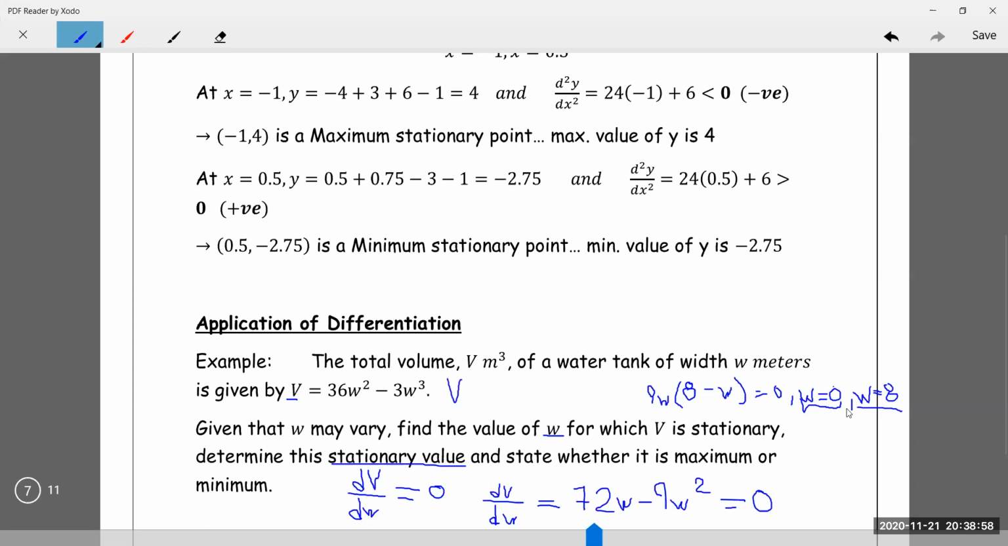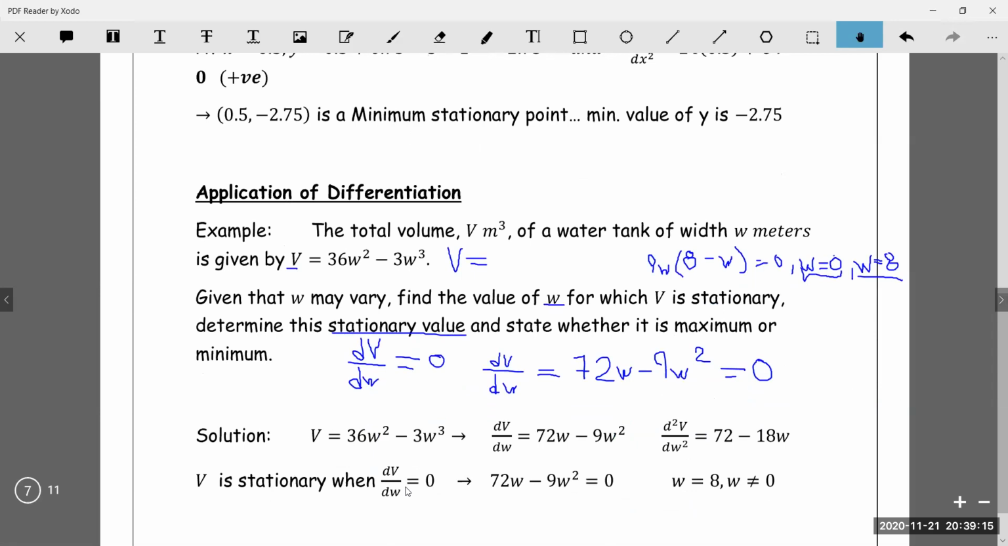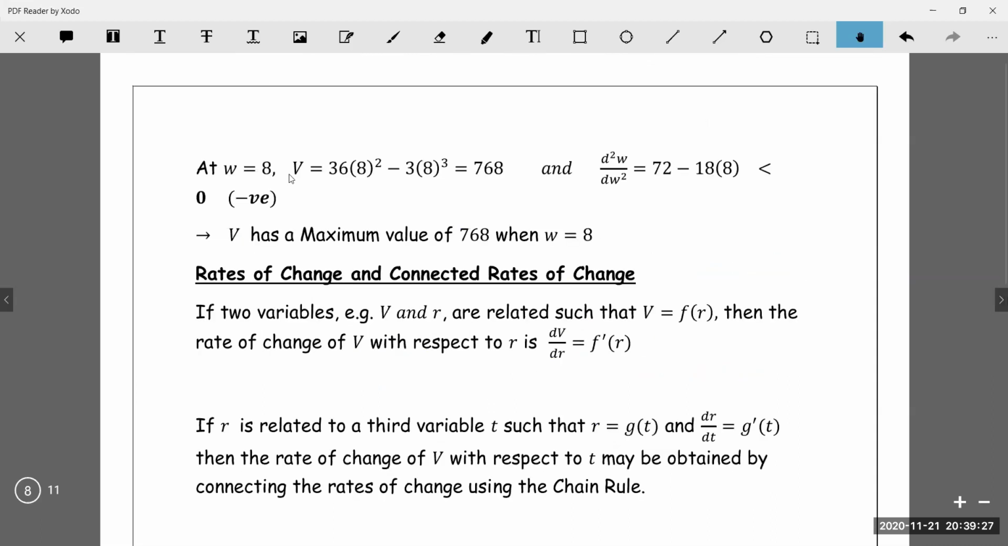You get that this is when it is stationary. So get the stationary value now by plugging in 8 in this formula. All right, so let's look at the calculations here. Solution: dV by dW, we get W is 8, and V is stationary and dV by dW is 0. So plug in 8 now.